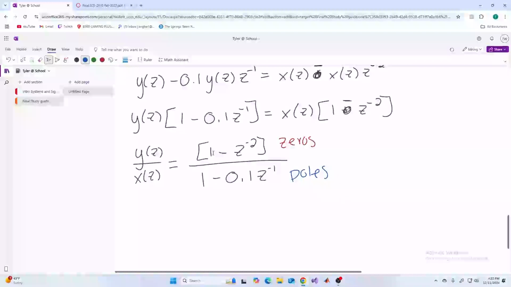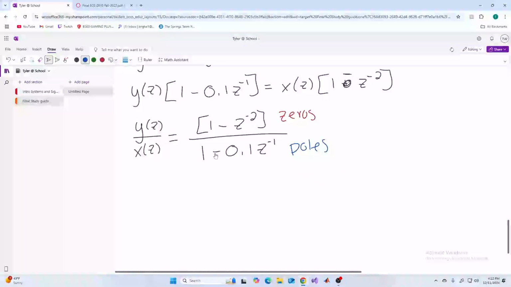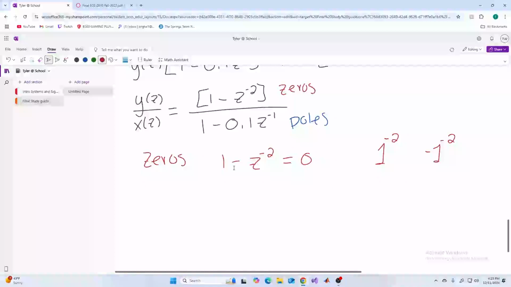Okay, so how do I solve this? Well, first, for my zeros, I need to set the inside equal to 0. So I'm going to have 1 minus z to the negative 2 equals 0. If you realize that 1 to the power of negative 2 and negative 1 to the power of negative 2 will give you 1, then I have my zeros equal to plus or minus 1.